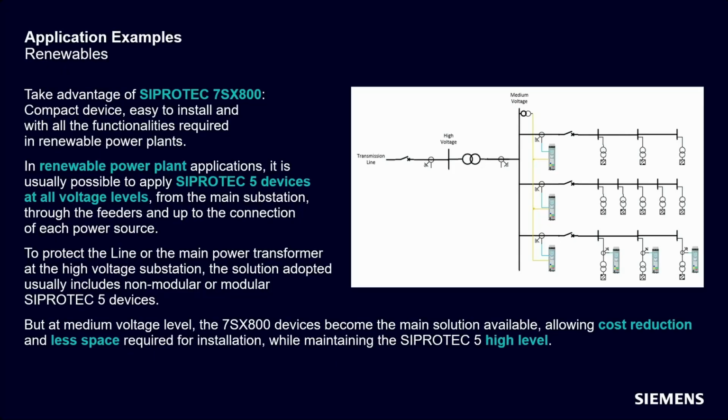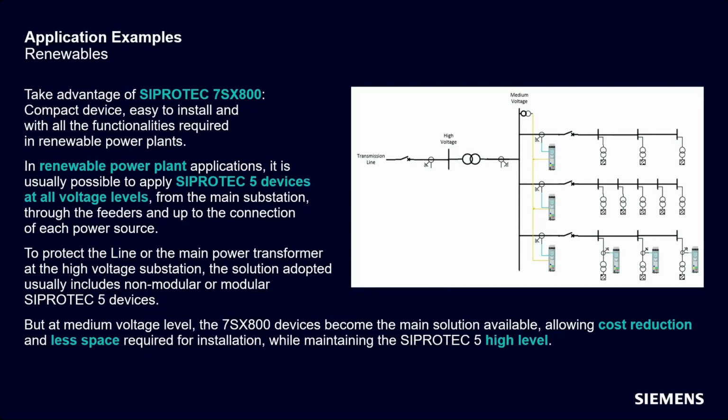Now, let's take a quick look at the example presented, which could be a solar or a wind power plant. In the first and second feeder, we have a 7SX800 device installed only in the outgoing feeder of the main substation, regardless of the number of connected power sources.